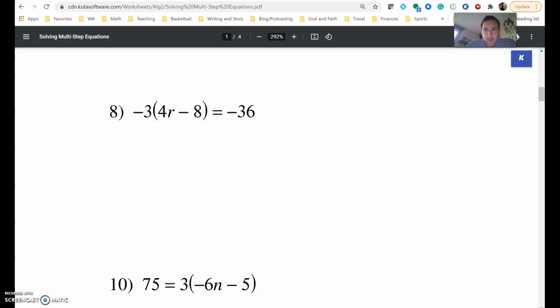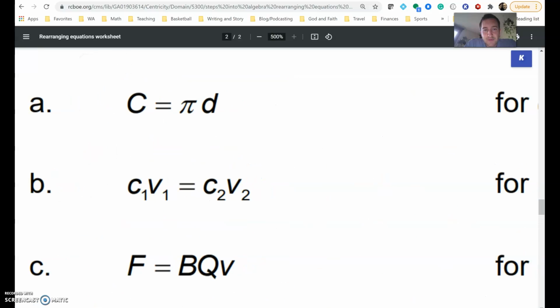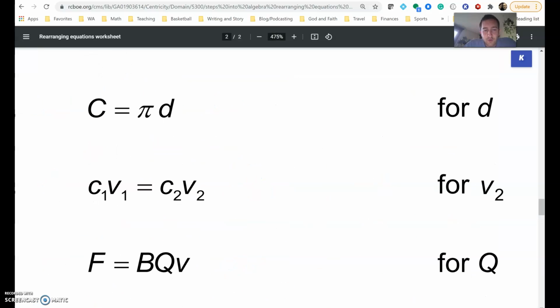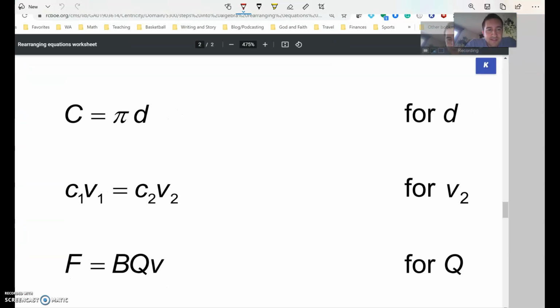Okay, how much time I got? 2 minutes. Okay, perfect. I'm going to show you another cool skill. We can use inverse operations to rearrange formulas like this. This is the famous formula for the circumference of a circle. But what if they want us to solve it for D, instead of C? What do you mean solve for D? Well, it just means get D by itself.